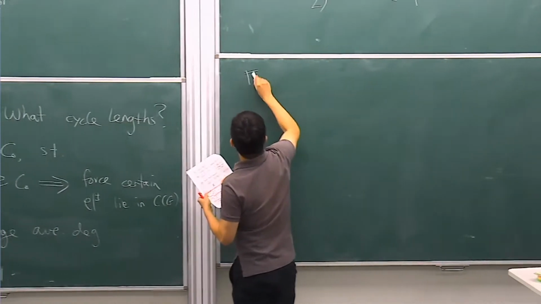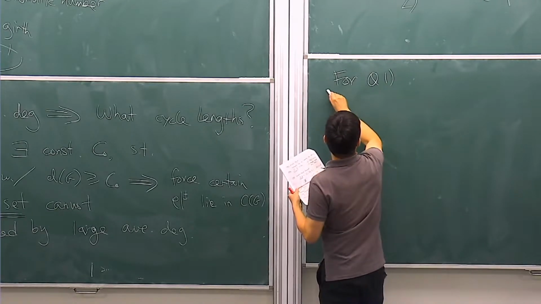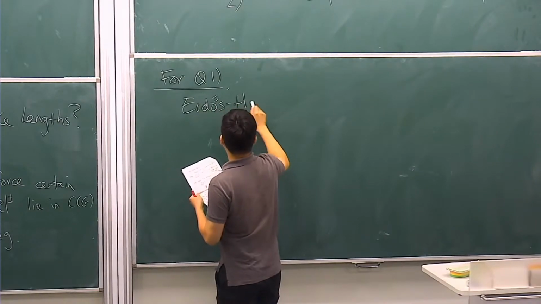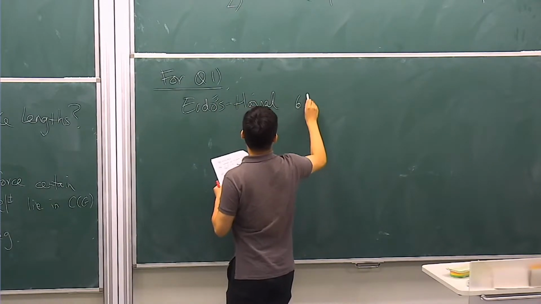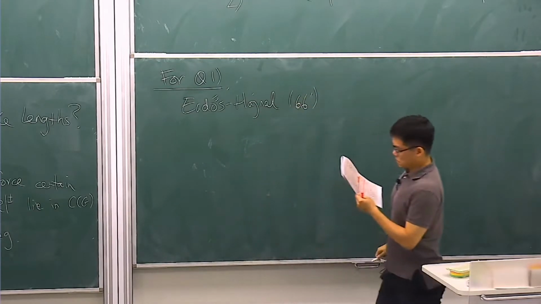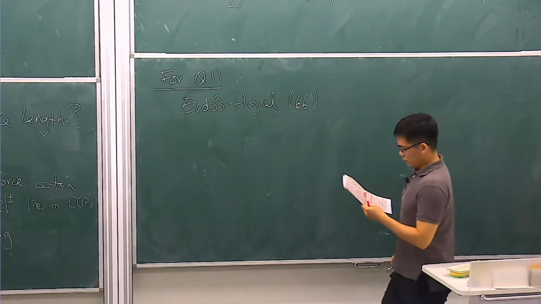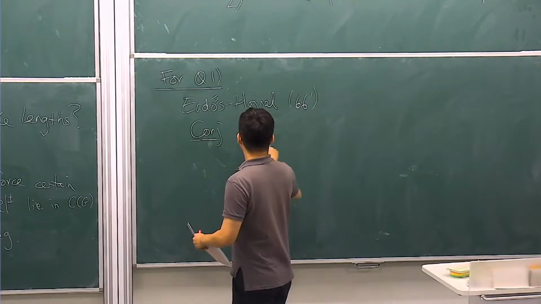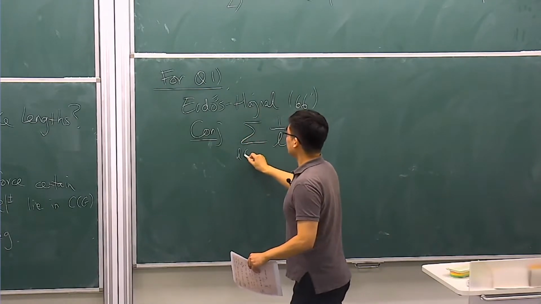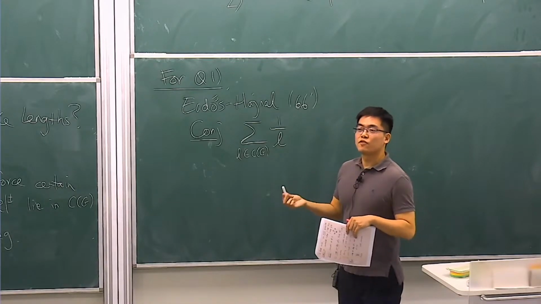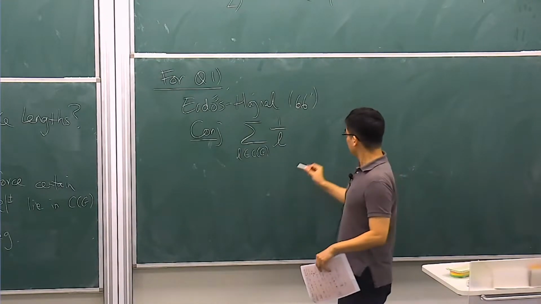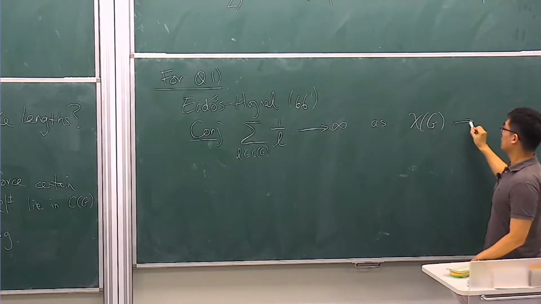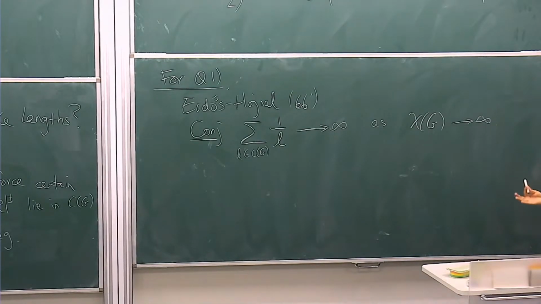So for the first question, they said, how about the harmonic sum? In particular, they conjectured that if you look at the cycle lengths in your graph G, the harmonic sum diverges together with the chromatic number. So this is a way to measure the denseness.